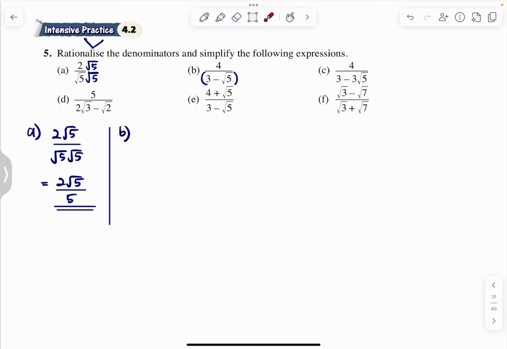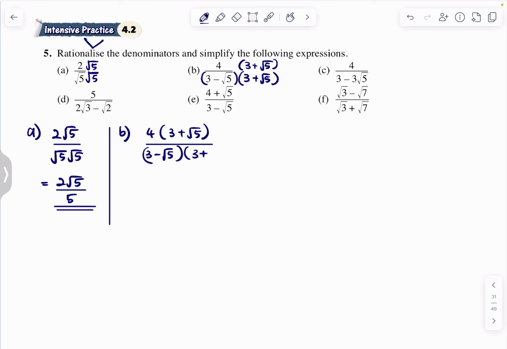So all these we have to use complex conjugate. Complex conjugate means if we have 3 minus surd 5, the complex conjugate will be 3 plus surd 5. You just have to change the symbol in the middle. Right, so let's multiply this. 4 times 3 plus surd 5 over 3 minus surd 5 times 3 plus surd 5.